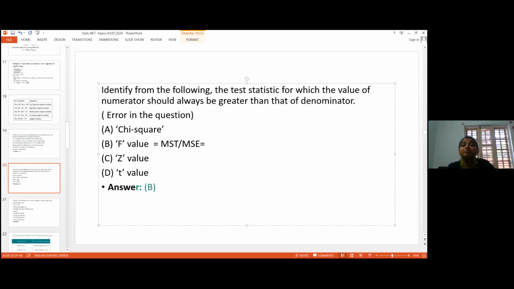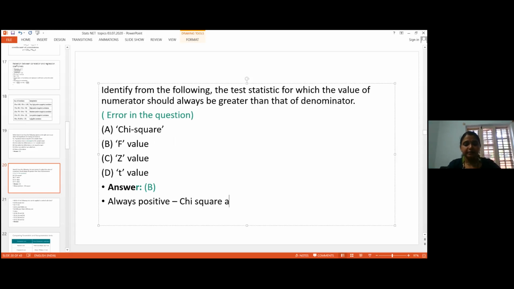It can be any of the values. Only thing, it has to be positive. Never you will get negative values. That we can say. Chi-square will never be negative. F-test will never be negative. Please keep that in mind. And this question as such, according to me, according to pure statistics, it is wrong. So the only assurance we can give is always positive statistic, always positive value for both chi-square and F.